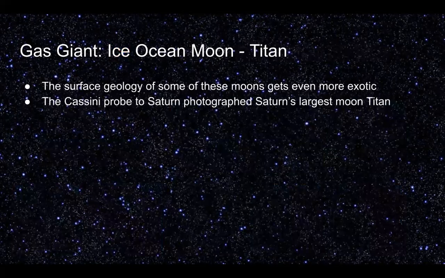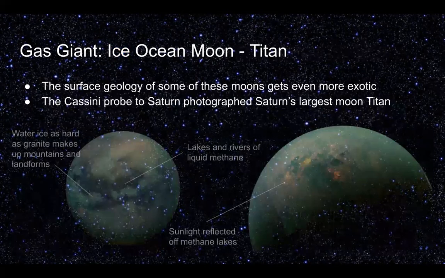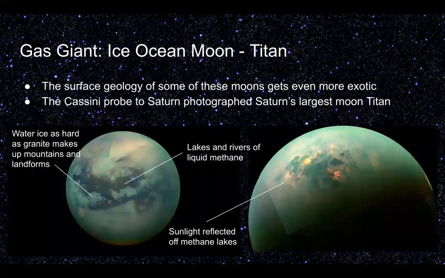Now, the surface of these moons gets even more exotic. These are deeply cold environments on the surface, and the Cassini probe to Saturn photographed Saturn's largest moon, Titan. What it saw was water ice that made up landforms, mountains. These are as hard as granite at these temperatures, and so water ice becomes the landforms.